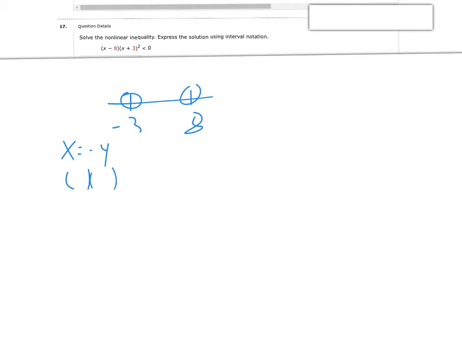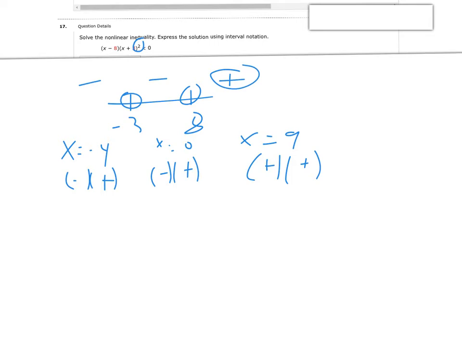And I notice right away this one is squared, and so anytime that happens, you can go ahead and fill those out as positive, because anytime we have an even exponent, it's going to always be positive. So really I just have to test the other one. So -4 would make it negative. Something like 0 would also make it negative, but something like 9 would make it positive. So there's my only positive zone there, and then I have negative here.